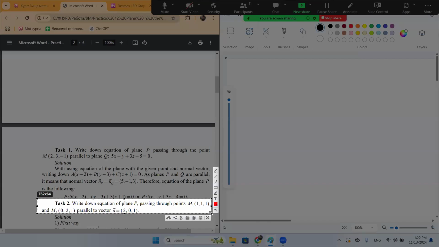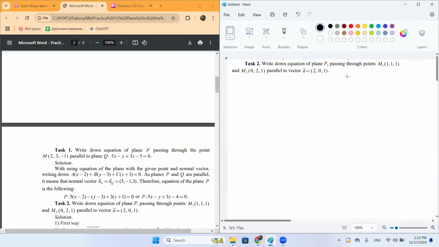So the next task is to write down the equation of plane P that is passing through 2 points and parallel to vector A. Any ideas how to solve? By the way, we have 2 ways to solve it. Yeah, it can be quite complicated, but okay, I will explain how to solve.